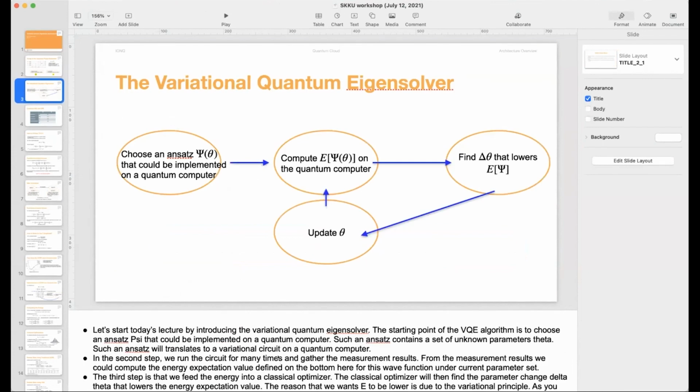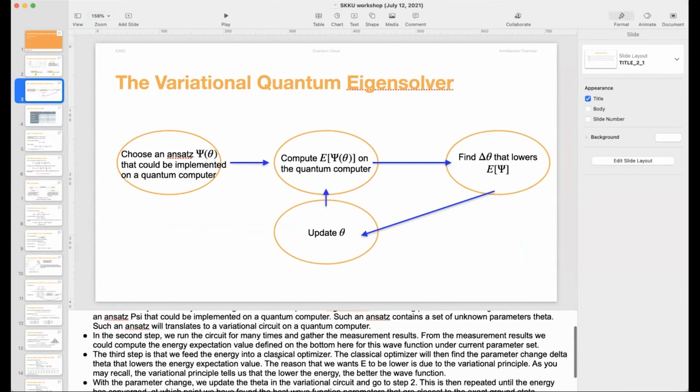Let's start today's lecture by introducing the variational quantum eigensolver. The starting point of a variational quantum eigensolver algorithm is to choose an ansatz psi. This ansatz could be implemented on a quantum computer, and such an ansatz contains a set of unknown parameters, theta here. Such an ansatz will translate to a variational circuit on a quantum computer.